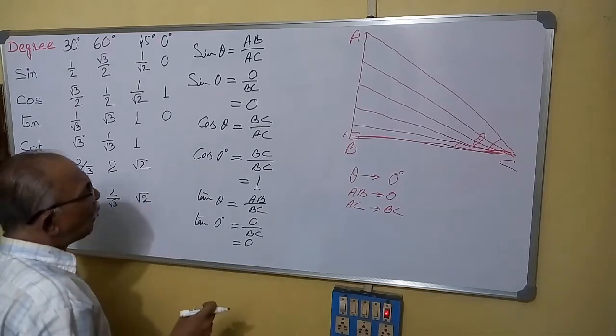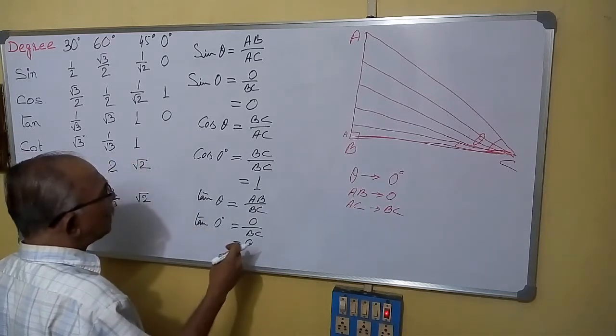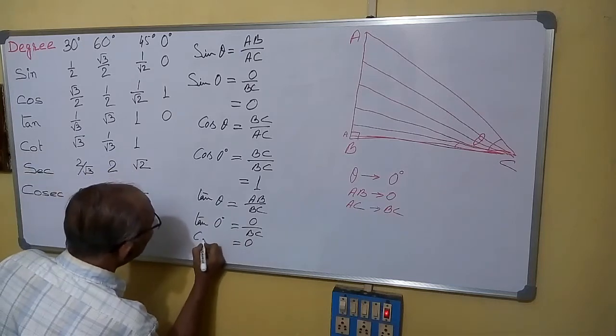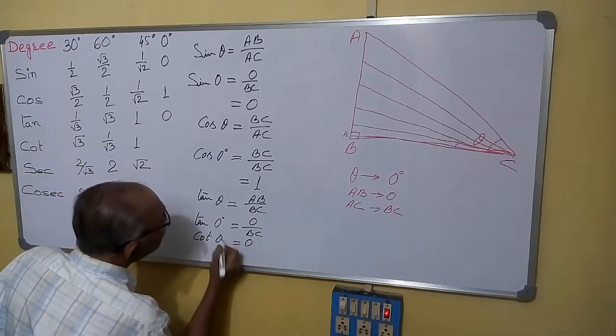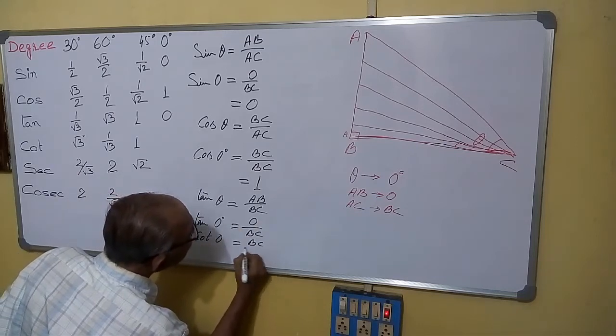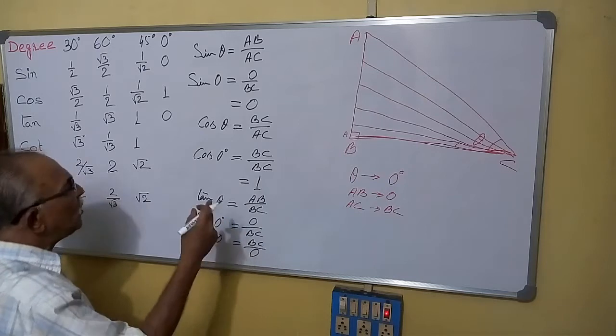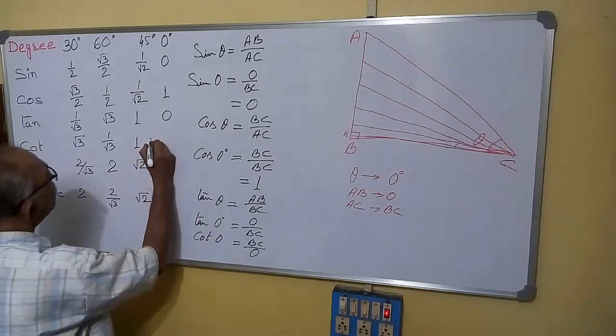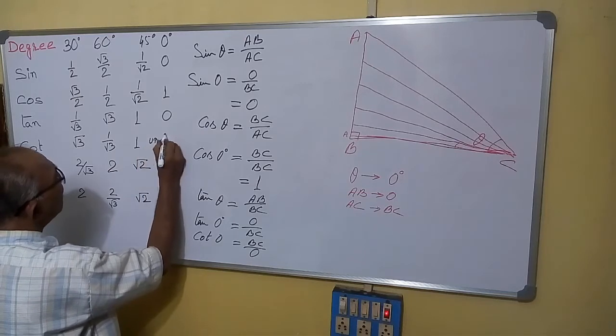Cot 0. Cot is the opposite of tan, so for cot 0 you can see what will happen: it will be BC by 0. We know division by 0 is undefined, so we will use the term undefined.